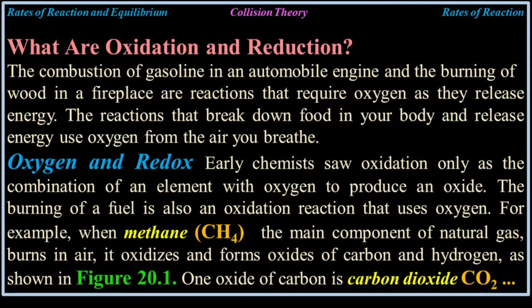Oxygen and redox. Early chemists saw oxidation only as the combination of an element with oxygen to produce an oxide. The burning of a fuel is also an oxidation reduction that uses oxygen. For example, when methane, the main component of natural gas, burns in air, it oxidizes to form oxides of carbon and hydrogen, as shown in Figure 20.1. One oxide of carbon is carbon dioxide.